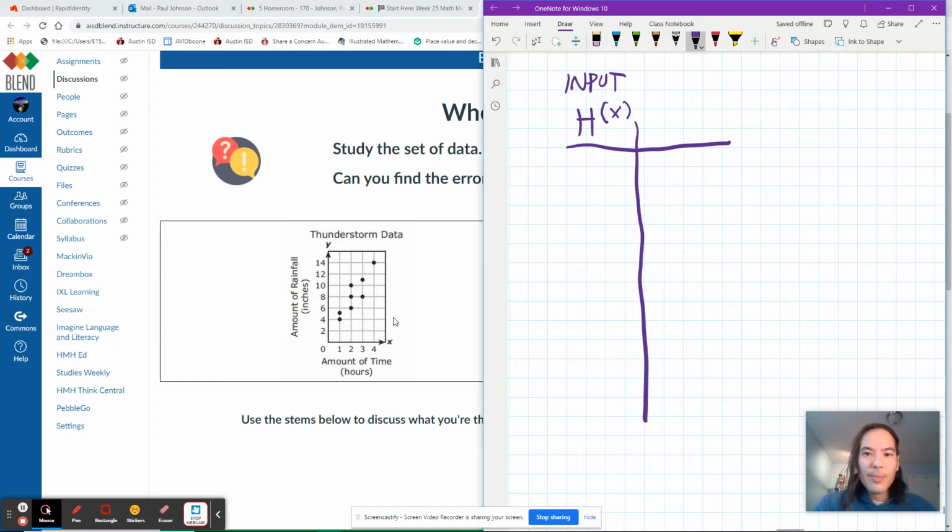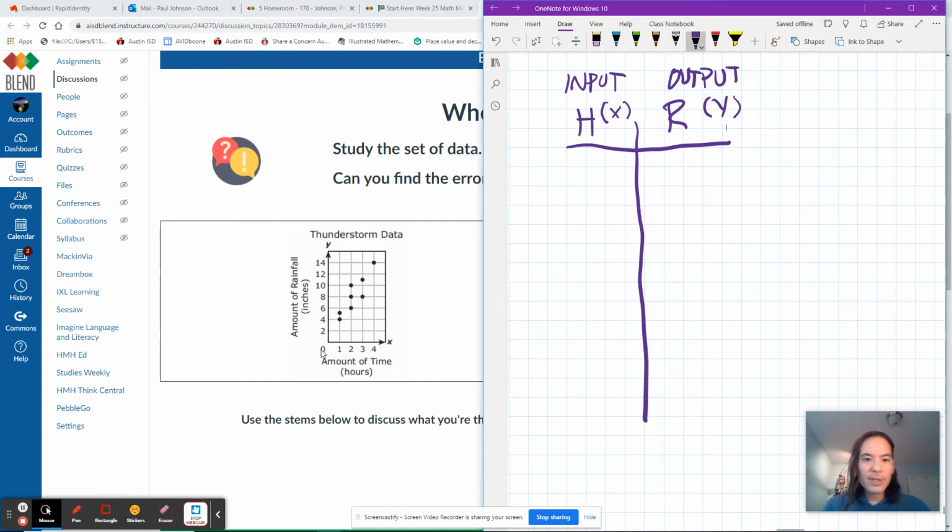All right, let's call our output R for rainfall. So it's still X and Y. Your X is still this, but a lot of the exercises you see will give them different letters, so I want to get you used to that. Even though this is your X-axis, they might call your input H for hours, or your output R for rainfall. You could put I for inches. Either way.